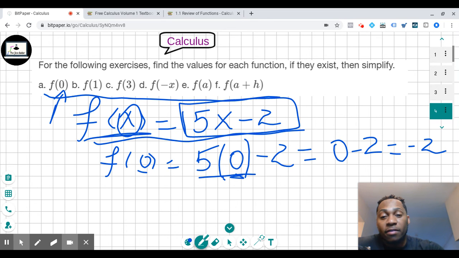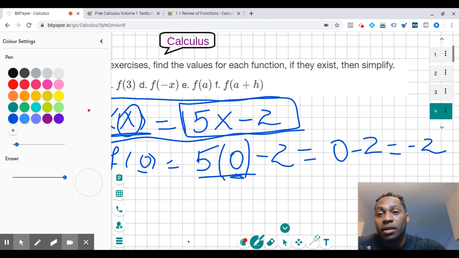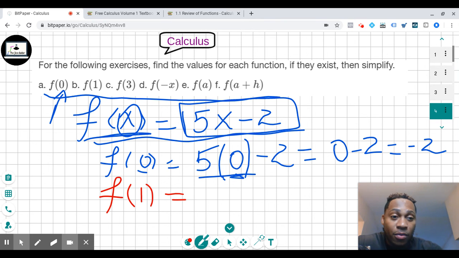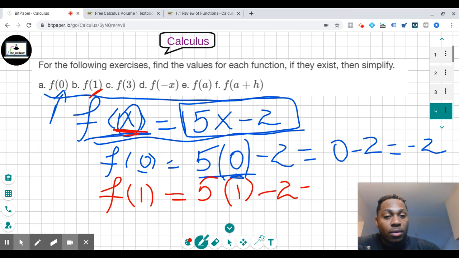Now, what is f of 1? Let me use a different color. The same way we did for f of 0, we're gonna replace the x, just like they did here. We're gonna replace the x by a 1. So f of 1 is gonna be 5 times 1 minus 2. 5 times 1 is 5, minus 2. 5 minus 2 is 3.